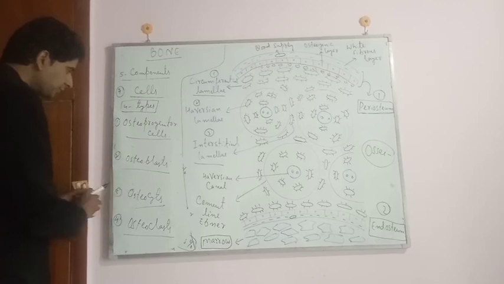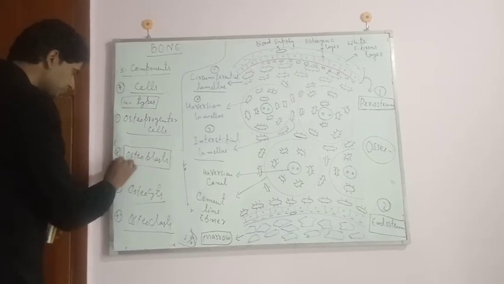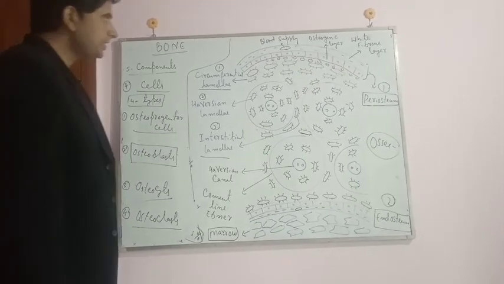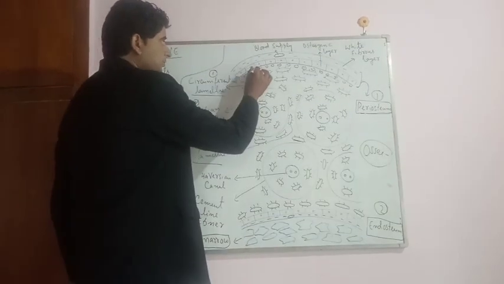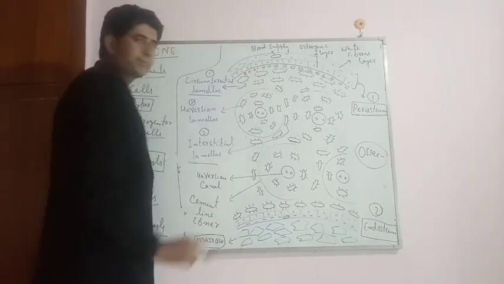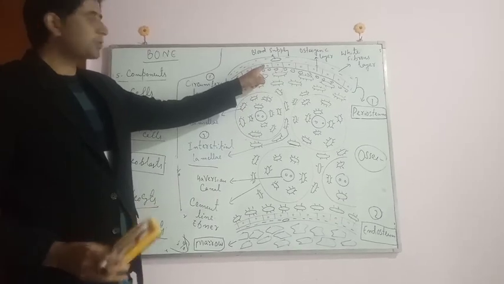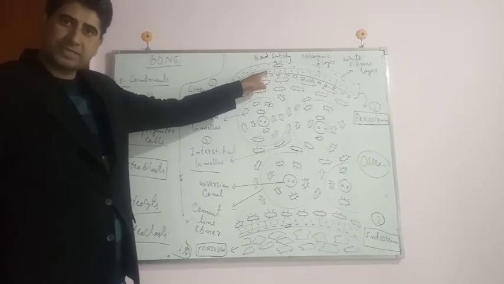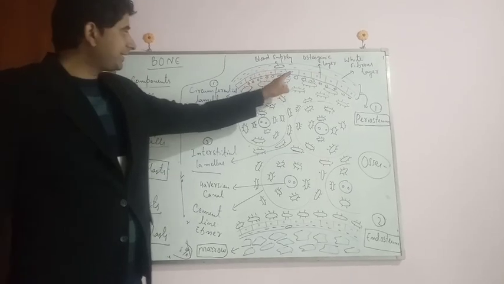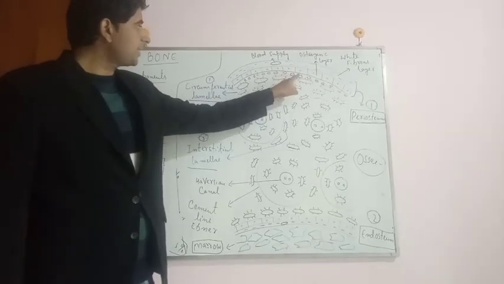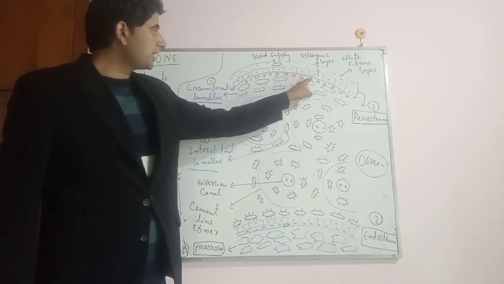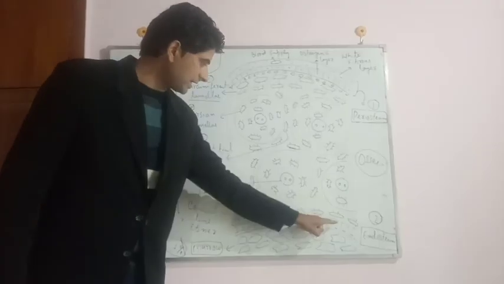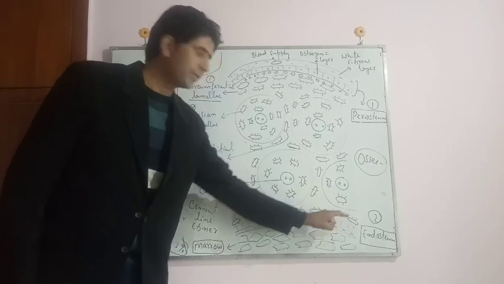Now moving towards another type of cell, that is the osteoblasts. These are small cells which arise from the osteogenic layer, from the division of mesenchymal stem cells, and they lie immediate to the osteogenic layer of the periosteum as well as the osteogenic layer of the endosteum.